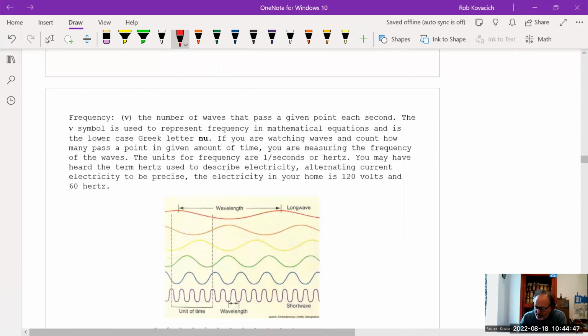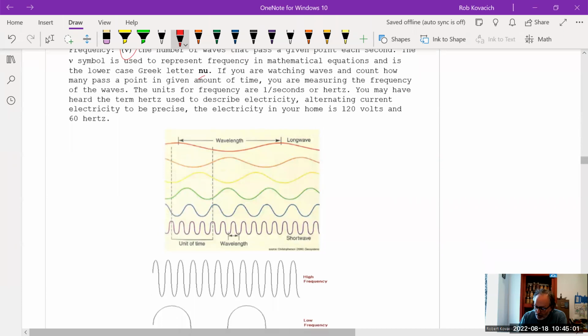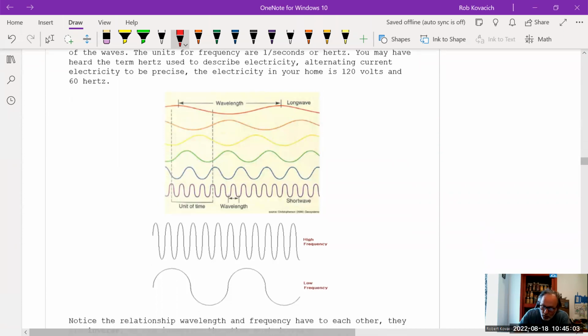The other way to talk about it is something called frequency. And frequency's symbol is this cursive V. It's actually a Greek letter called nu, N-U, lowercase Greek letter nu. So let's look at these options here. We've got wavelengths, so we've got red, orange, yellow, green, blue, and purple. And all of these have different wavelengths. But also we have high frequency and low frequency. So you can see down here, the shorter waves have a higher frequency, and the longer waves have a smaller frequency. The longer the wave, the lower the frequency.